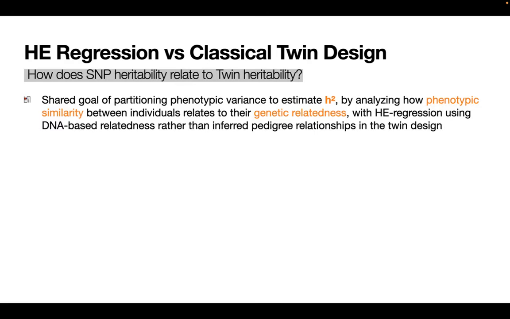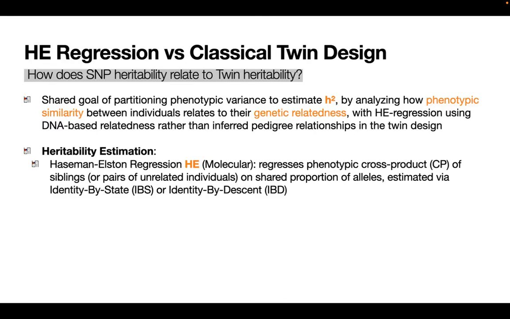So how do they differ in their estimation of heritability? As we have just seen, the Haseman-Elston regression regresses the phenotypic cross products of siblings or of pairs of unrelated individuals on their shared proportion of alleles estimated either via IBS or IBD, using this formula.